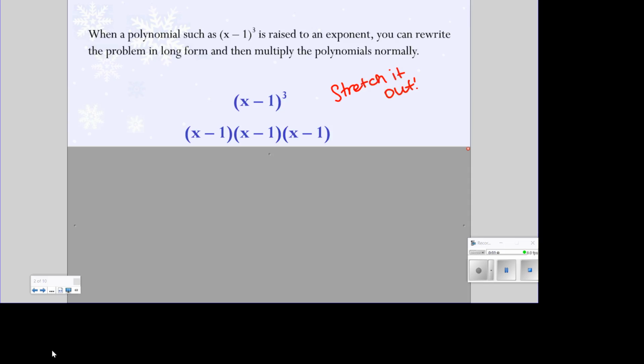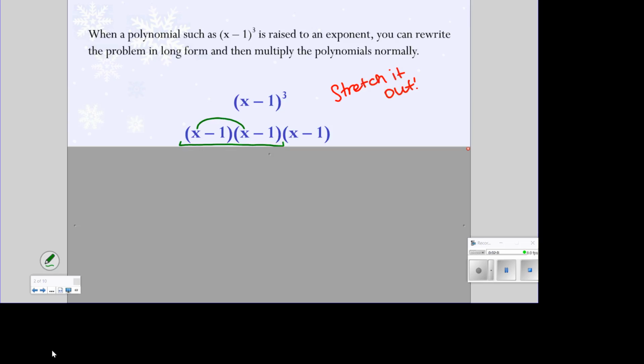Once you've done this, this is just an example of multiplying more than 2 polynomials together. When we do that, we focus on the first 2 using our arrows to multiply out, staying organized, and then we bring down the last x minus 1 once we multiply the first 2. So let's go ahead and do that.